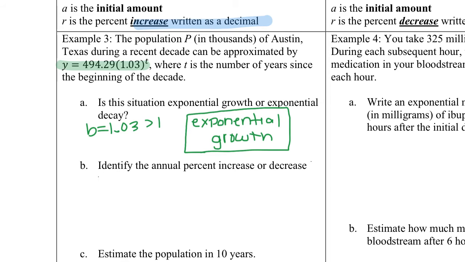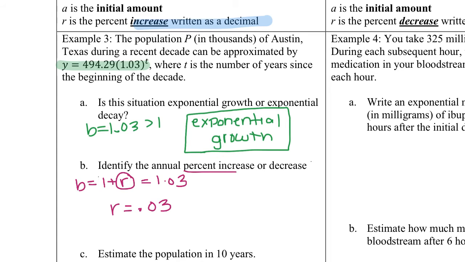Letter B, identify the annual percent increase or decrease. So this again is looking at b. So b is supposed to be 1 plus or minus r. We already said this is growth, so it should be 1 plus r. So this is asking us what was r in order to give us that 1.03. Well, 1 plus what is 1.03? Well, that's going to be 0.03. So r is equal to 0.03.